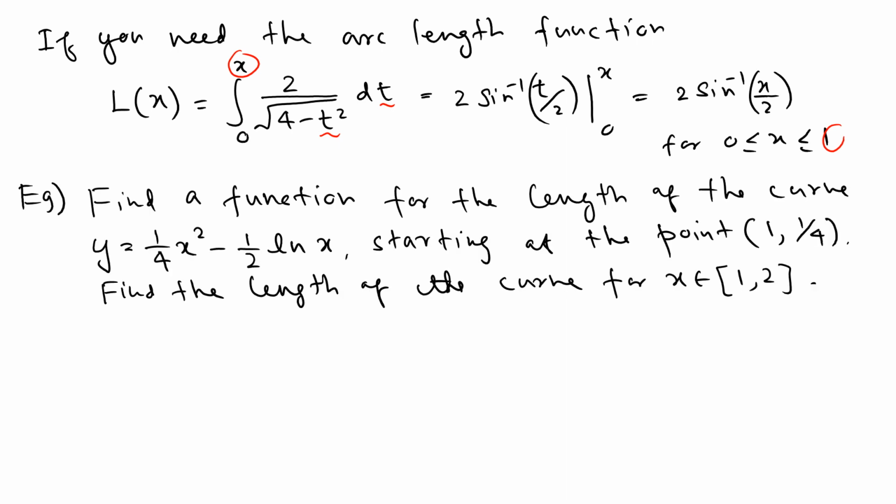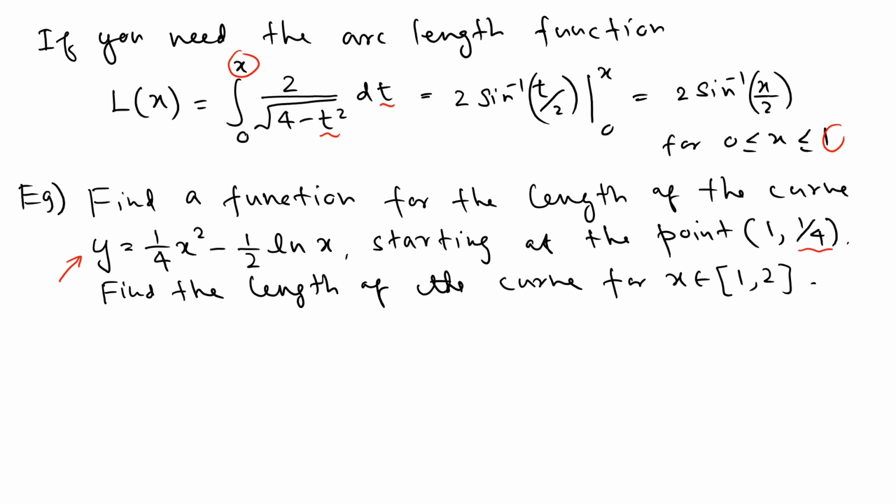The problem says find a function for the length of the curve y equals 1/4 x squared minus 1/2 ln x, starting at the point 1/4. Where is the 1/4 coming from? This 1/4 is coming from when you plug in 1 to the function. Since ln 1 is 0, you get 1/4. That's normally unnecessary for a problem like that.